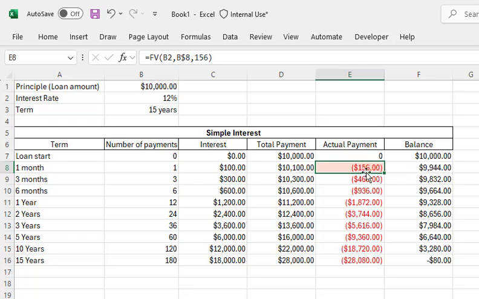You don't get $10,000 minus 156. That'd be nice, but that's then the bank saying we're giving you 0% interest, not 12% interest. Okay, and it goes through this all the way down. See how I did that?